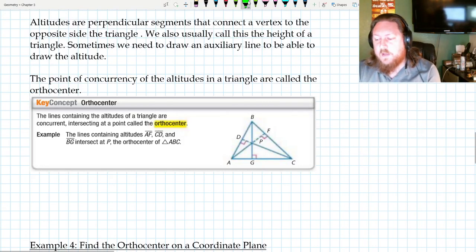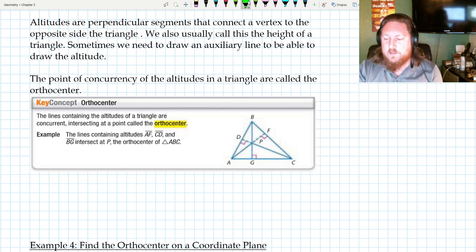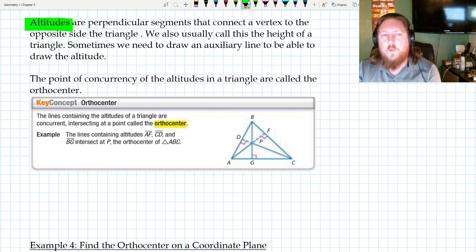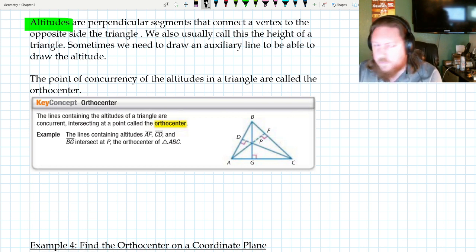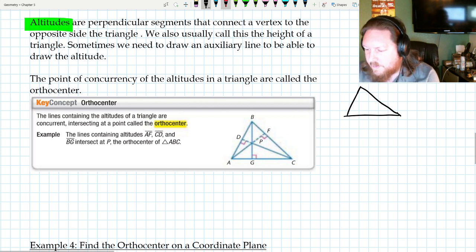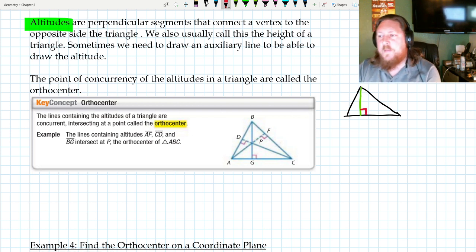The last one we're going to look at is based around altitudes. An altitude, we also call it the height. If you have any triangle, you go from the vertex to the other side and you do it perpendicular. And that is what you have there as your altitude.